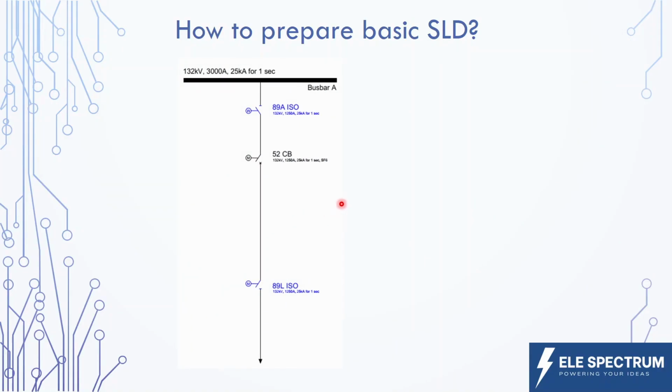Now, as you can see here, we have added two isolators, 89A and 89L, in the circuit. This 89A is required to isolate the circuit breaker from the bus bar, and this 89L is required to isolate the circuit breaker from the line side.